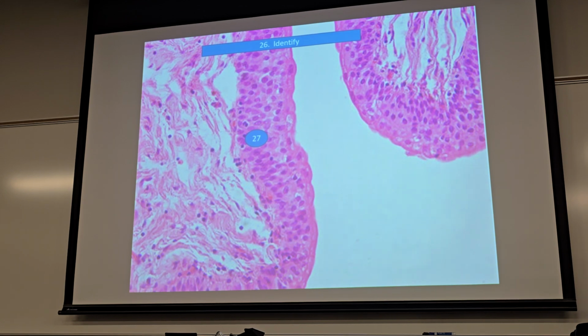Now notice that the epithelium here is a little different. It's a little different than the transitional epithelium you'll see anywhere else. But this, of course, you know, is transitional epithelium here. Okay?